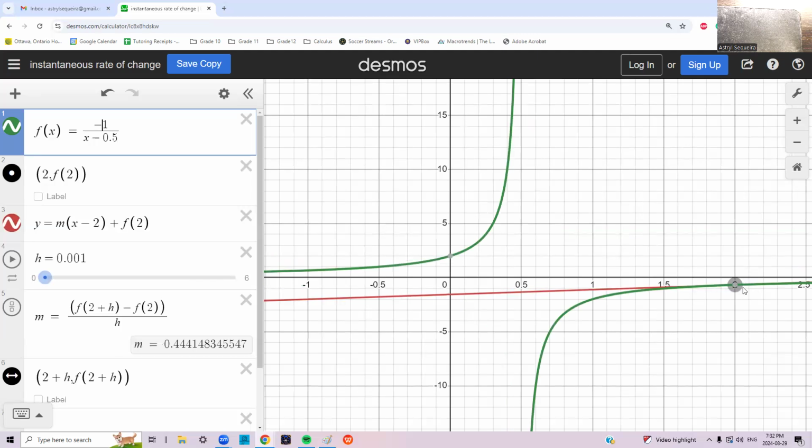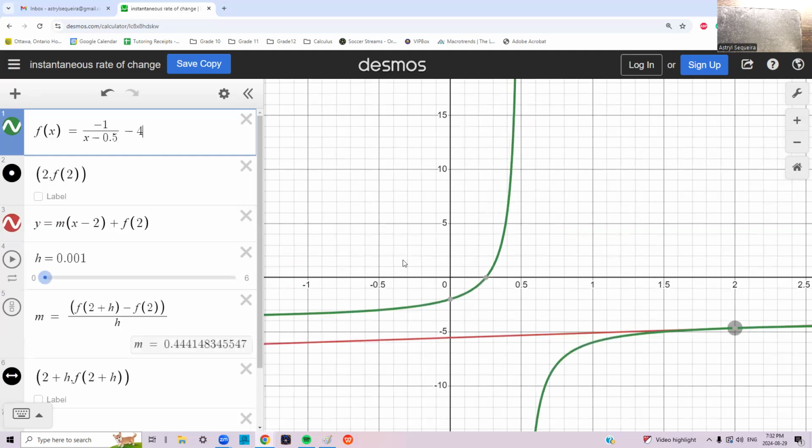So now my IROC is positive, but my x-intercept has switched to +2. So what I'm going to do next is move this entire graph down by 4 units, -4. And as you can see over here, now my y-intercept is -2. My IROC is positive, it's 0.444.